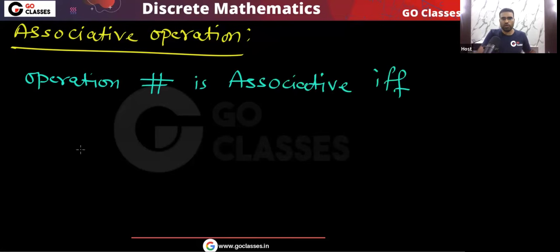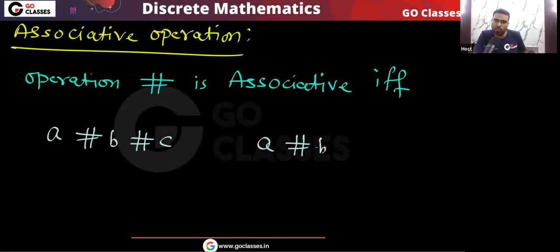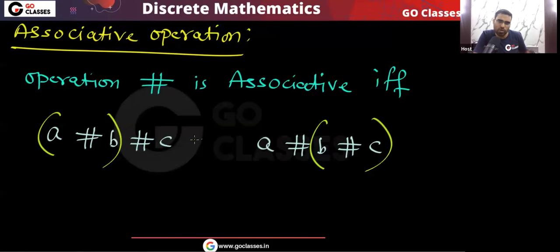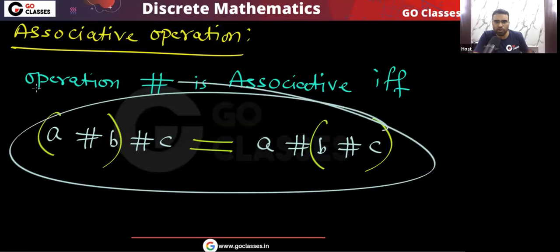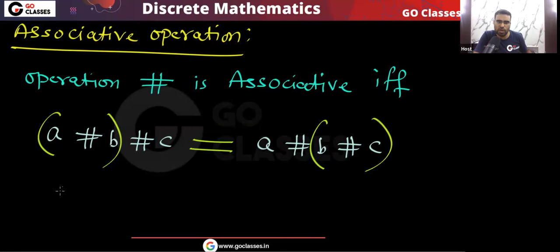The operation hash is associative if and only if the following holds. If you apply hash back to back, A hash B hash C, then whether you first do A hash B or you first do B hash C should not matter, and the results should be the same. This should happen for all A, B, C. Whatever A, B, C you take, this equation should always be true.